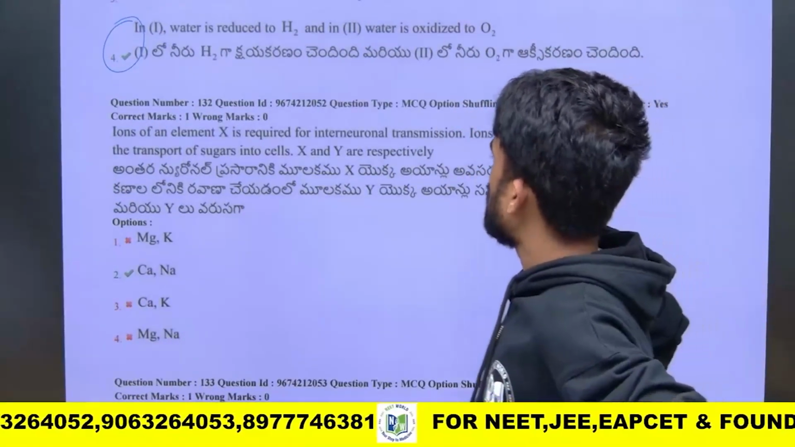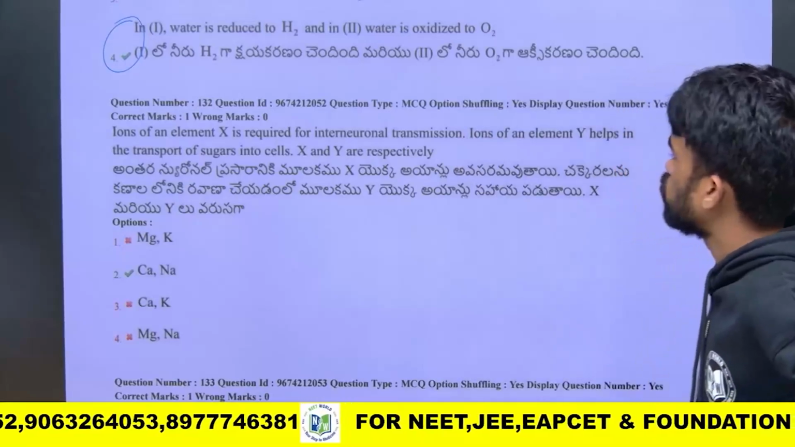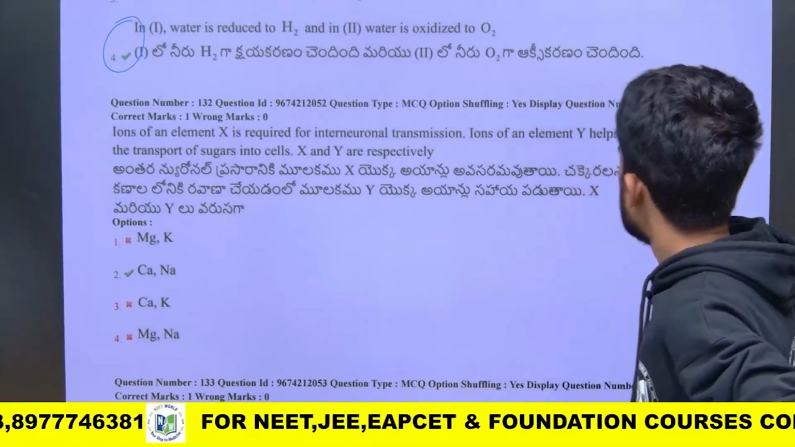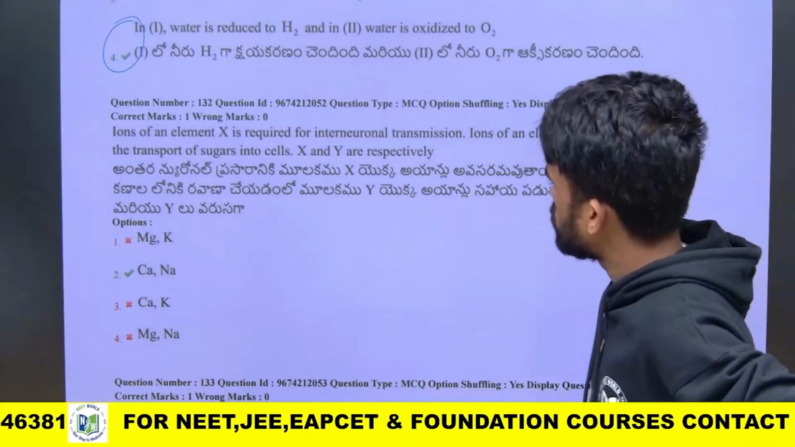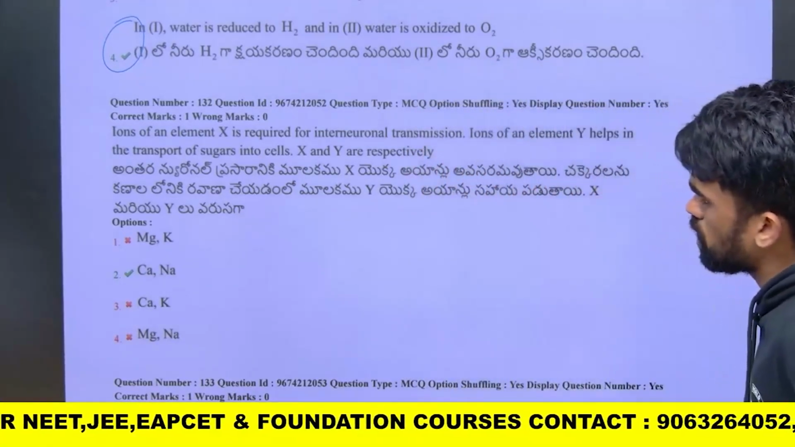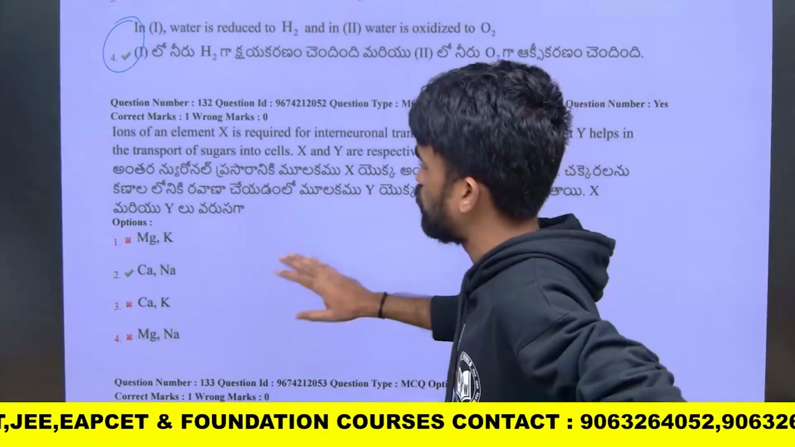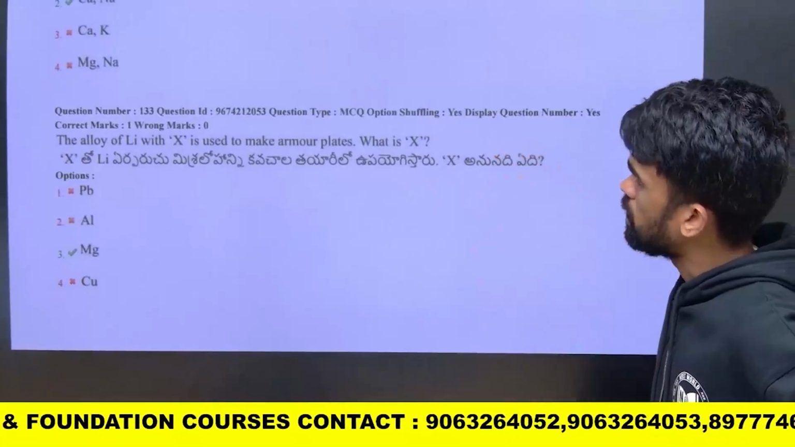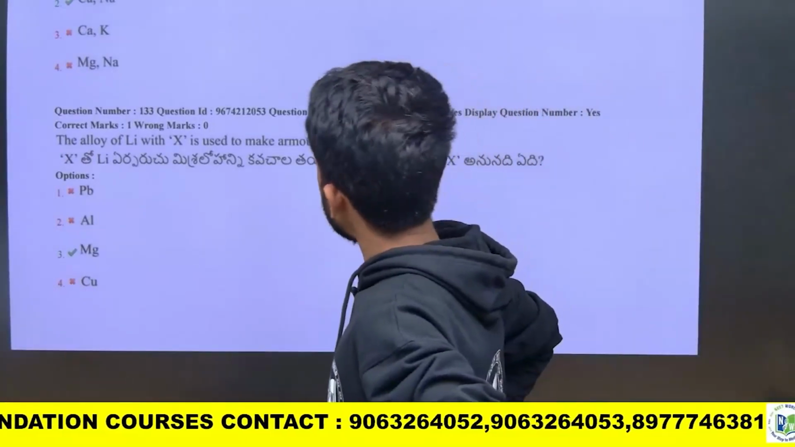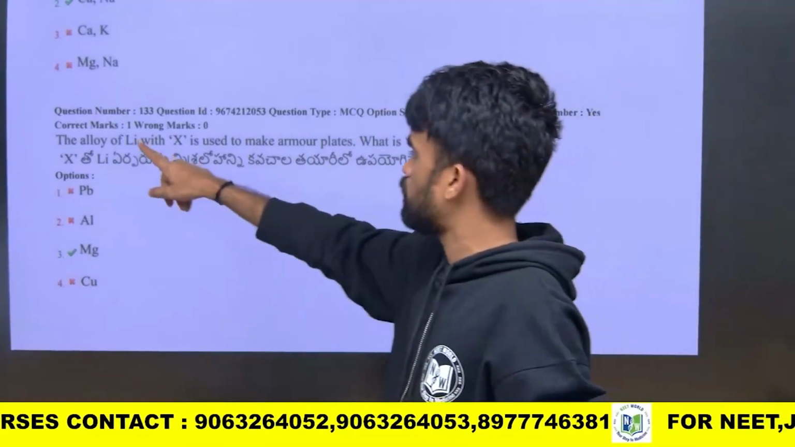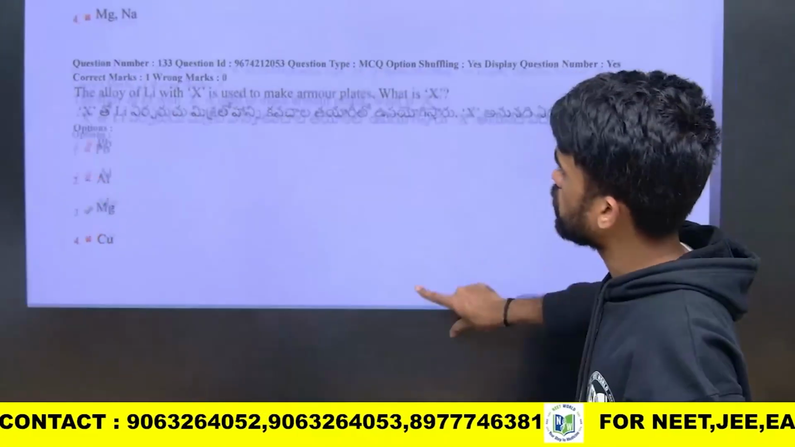Ions of an element X are required for interneural transmission. The ions of an element Y help in the transport of sugar into cells. X and Y are? From the options you can go with calcium and sodium as per the given data, because these are static questions. The alloy of lithium and magnesium, that is magnesium, is used to make armor plates. So directly you can take option number 3.